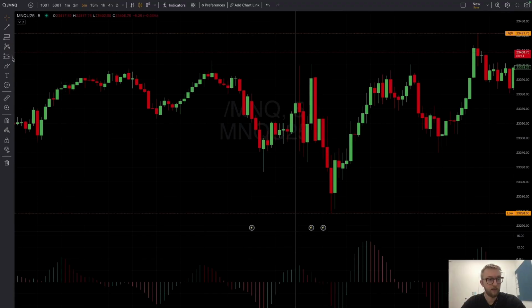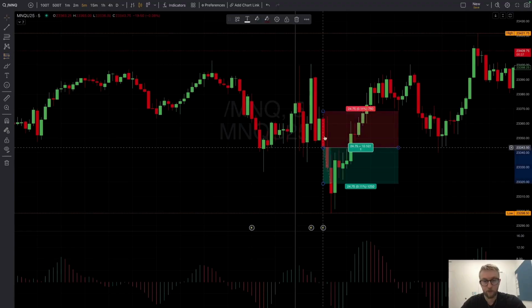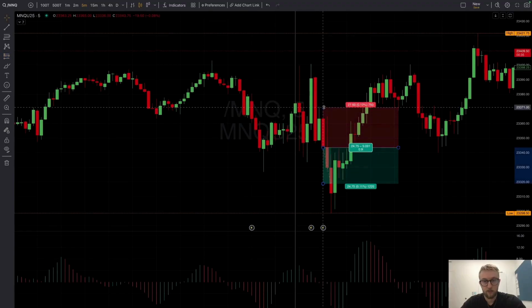We are going to take a short. 3 red bars in a row on the 3rd bar. At the end of this candle forming, short. This is a 28-point risk.